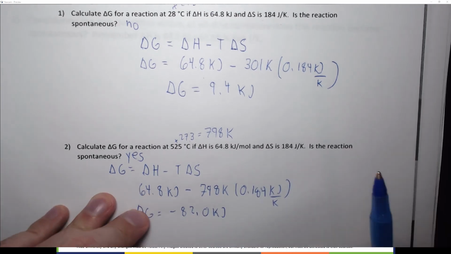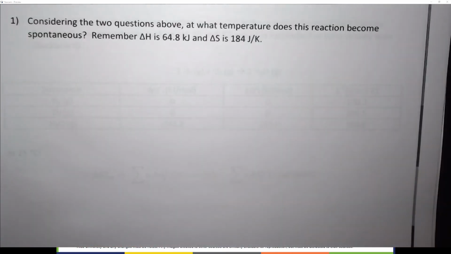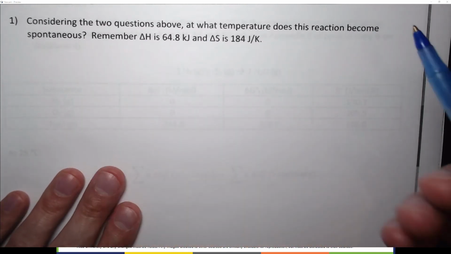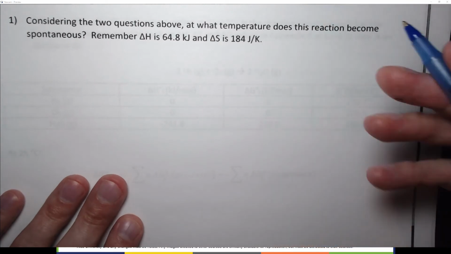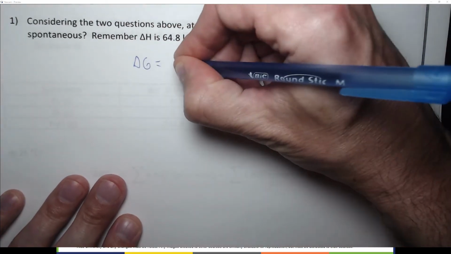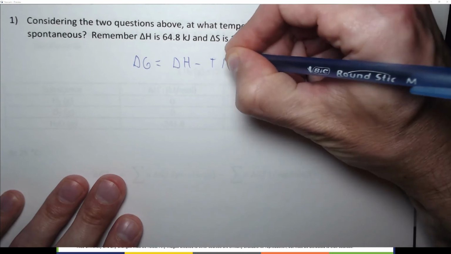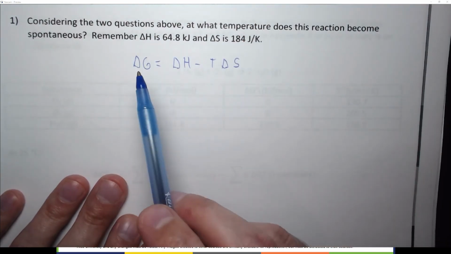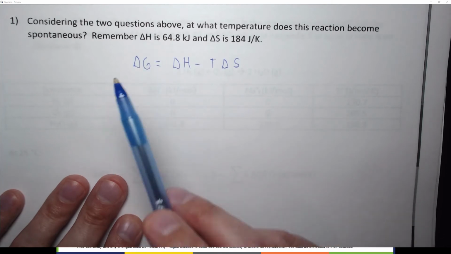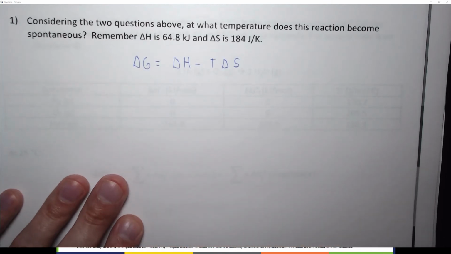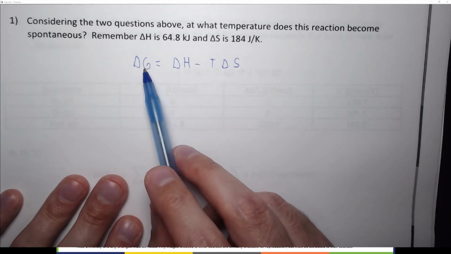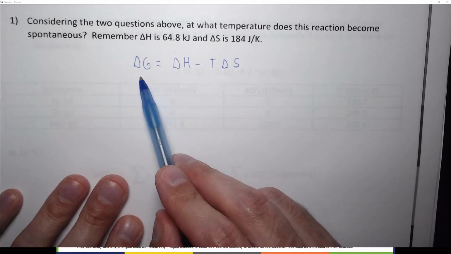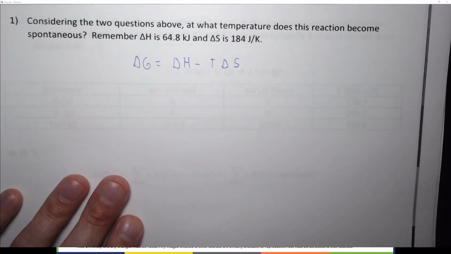The next question asks us, well, where's this tipping point? It says, considering the two questions above, at what temperature does the reaction become spontaneous? What is the temperature that's the tipping point? So again, delta G equals delta H minus T delta S. Well, the tipping point of this reaction is at 0, right? When delta G becomes a little bit less than 0, negative, the reaction becomes spontaneous. So instead of trying to pick a number a little bit less than 0, we're going to set delta G equal to 0, and then we're going to say at any temperature above this, it's spontaneous.